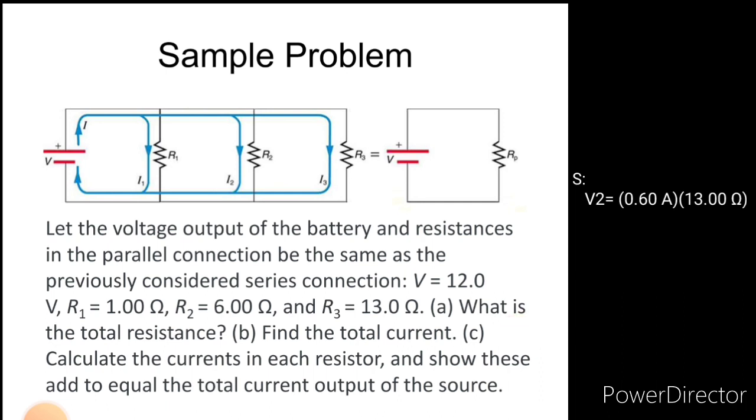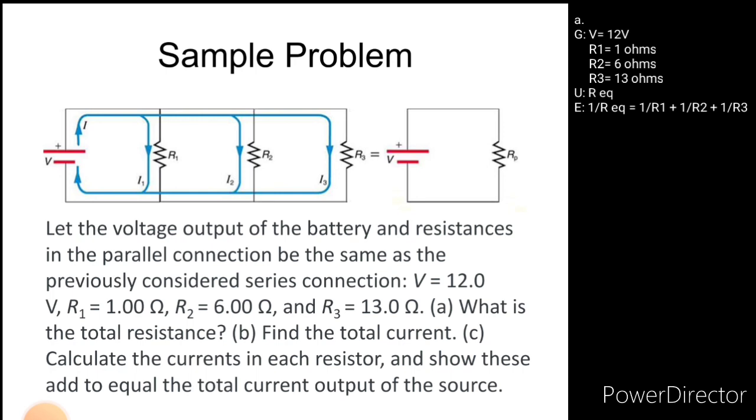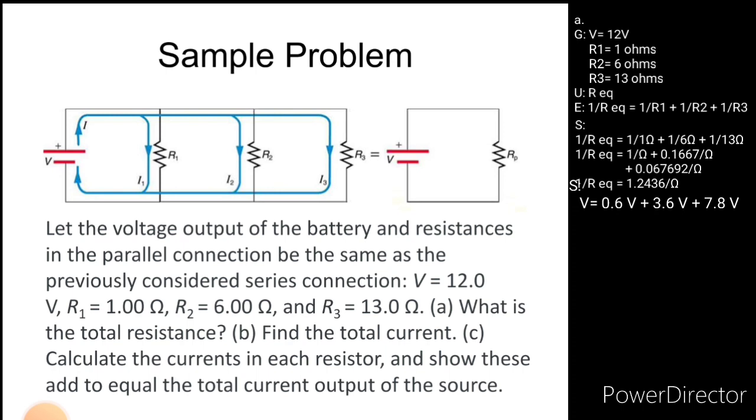Okay, so let's start with letter A. Ang tinatanong sa letter A is the total resistance. So, for this, we have the formula 1 over Req is equal to 1 over R1 plus 1 over R2 plus 1 over R3. Okay, so if you're going to input the given, it would be 1 over R equivalent is equal to 1 over 1 ohm plus 1 over 6 ohms plus 1 over 13 ohms.